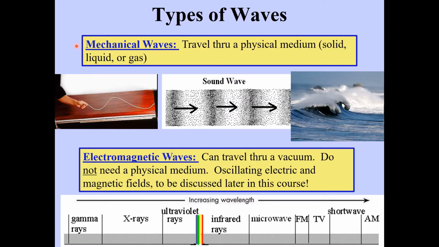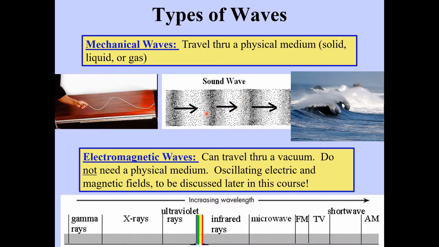Waves can also be classified as either mechanical waves or electromagnetic waves. And in Physics 101, we are going to be talking only about mechanical waves. Mechanical waves travel through a physical medium, which is either a solid, a liquid, or a gas. So for example, if we wiggle a string, the string is the physical medium, all right? It's a solid material. It's an elastic material. A sound wave that we just saw, that travels through a gas.